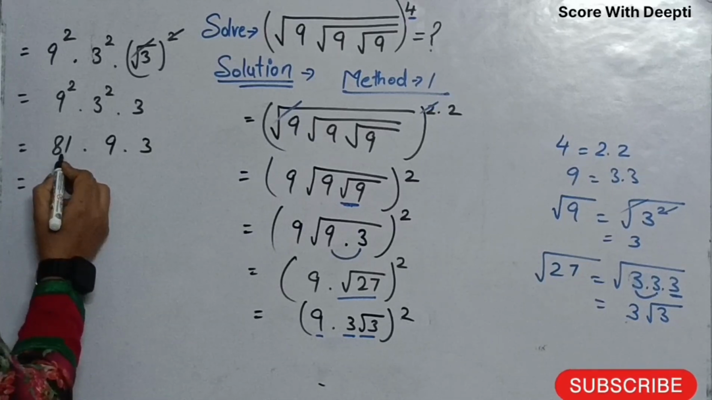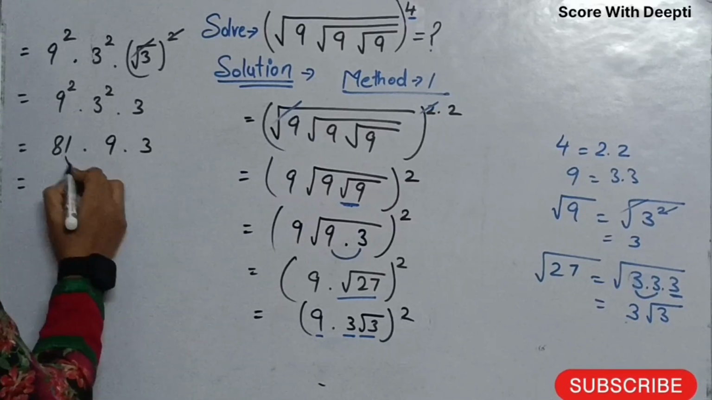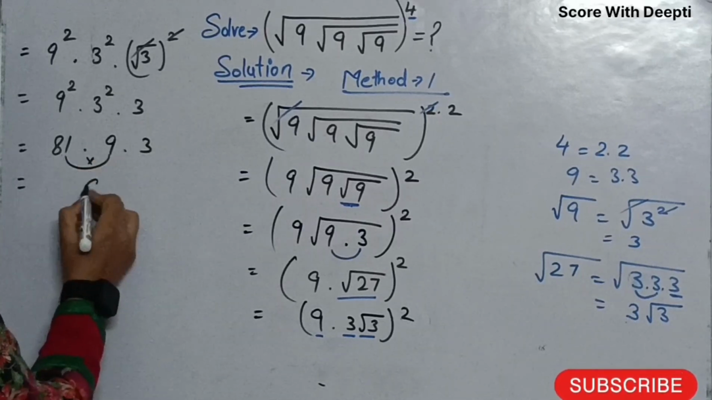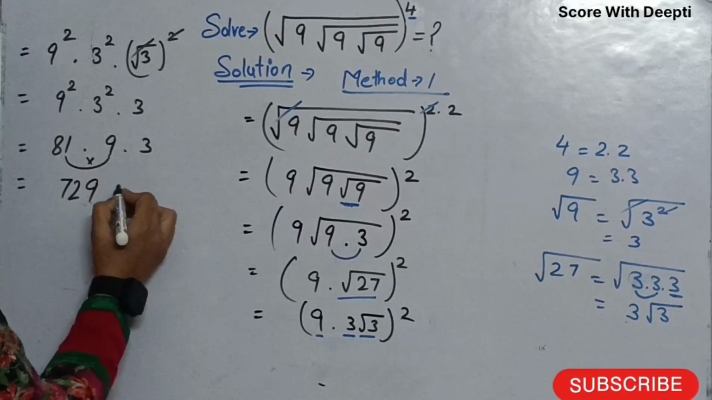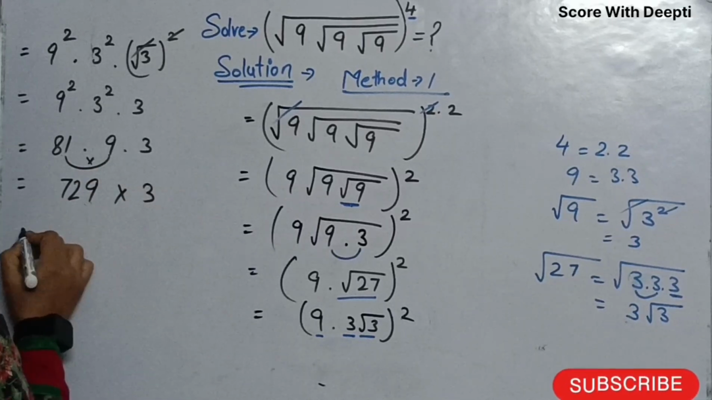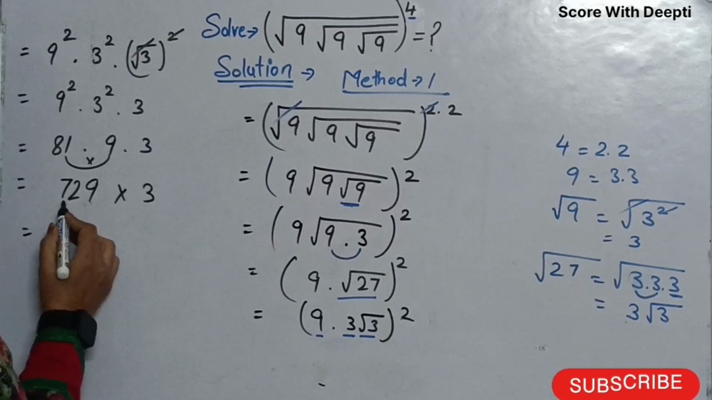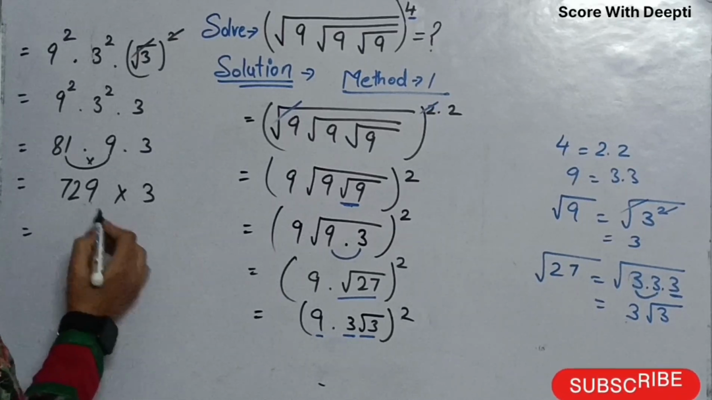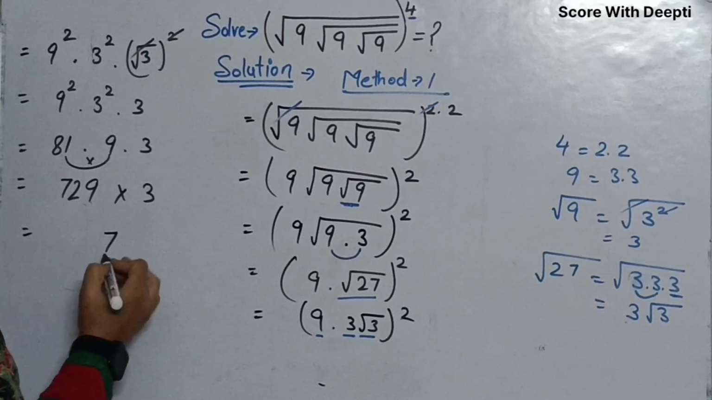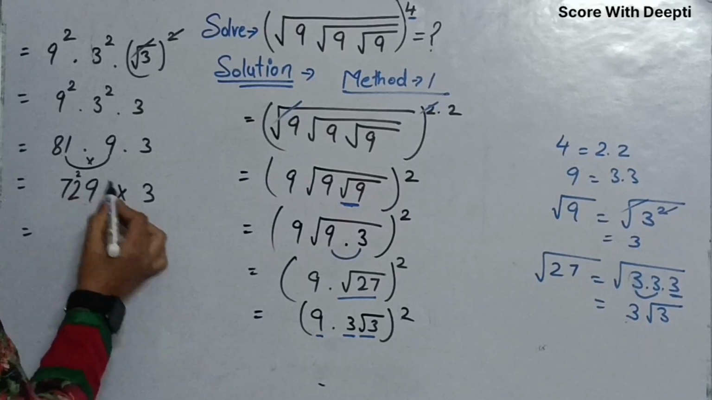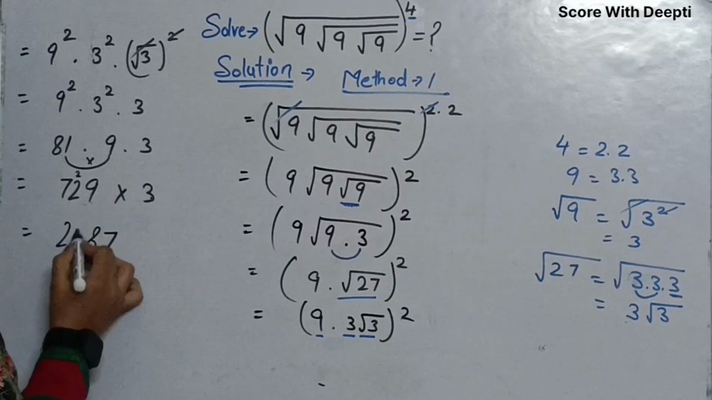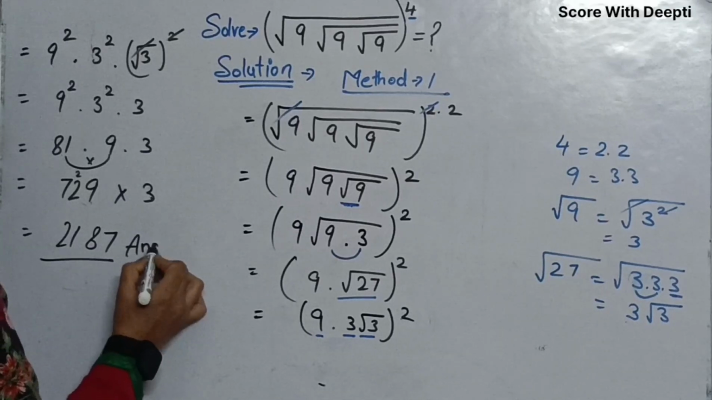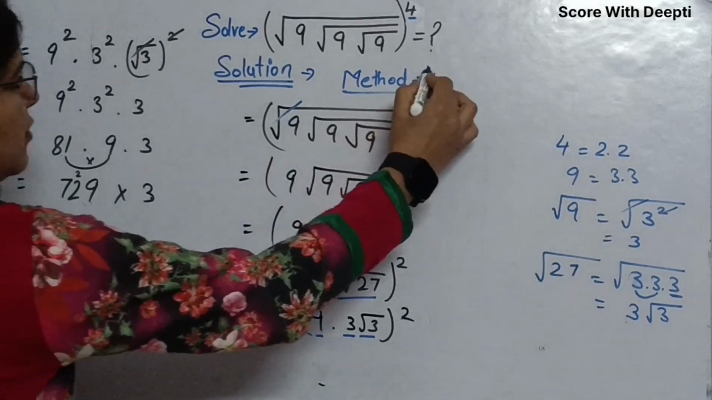Next we multiply 81 with 9 and we get: 9 ones are 9, 9 eights are 72. Next multiply 729 with 3. We get 3 nines are 27, 2 here, 3 twos are 6 or 2, 8. 3 sevens are 21. This is the answer of this question with the first method.